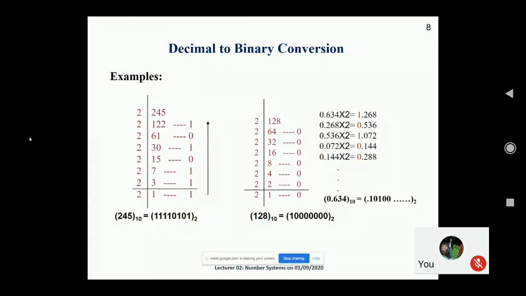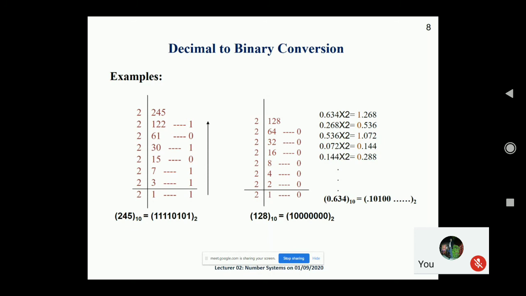Again, 61 divided by 2 gives 30, because 31 would be more than 61. So we stop with 30, and 1 remainder is generated. Dividing 30 by 2, we get 15, and no remainder is generated, so it is 0. That way we go on. At the last portion, 3 divided by 2: only 1 is generated. 2 into 1 is 2, and the remainder is 1. We cannot go to 2 into 2, because that is 4, which is greater than 3. So we stop here.